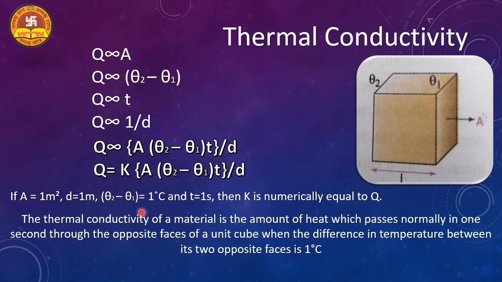So we can define here the thermal conductivity of a material as the amount of heat which passes normally in 1 second through the opposite faces of a unit cube when the difference in temperature between the two opposite faces is 1 degree centigrade. Now my dear students, as I have said here, unit cube, that means length, breadth and height all are 1. That's why you are getting a volume of 1 meter cube, you can see here.